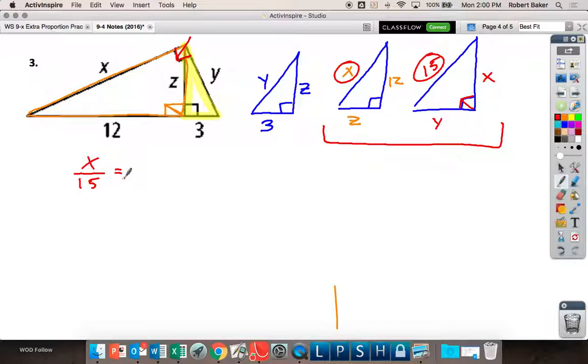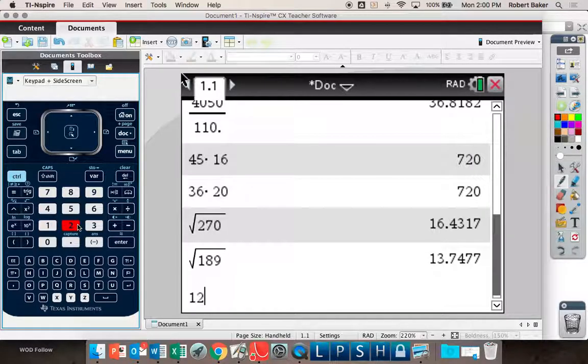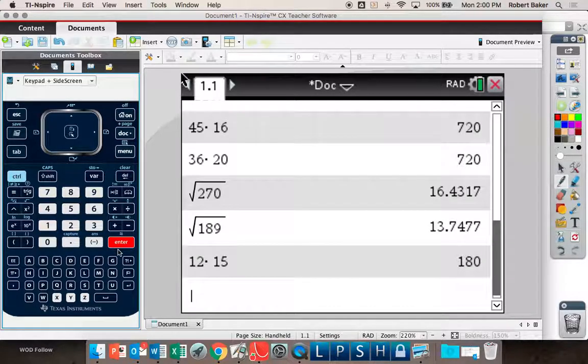So what number on the medium triangle corresponds to X in the large triangle? 12 over X. That works the other way. So it's two steps. Step one, multiply. Step two, square root. So multiply the numbers. 12 times 15 is 180.